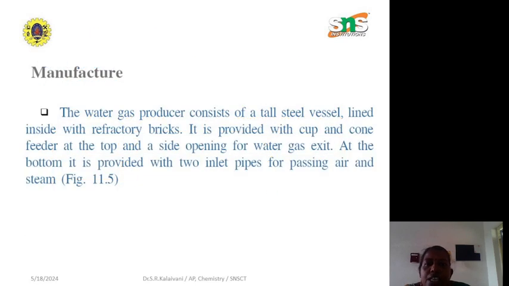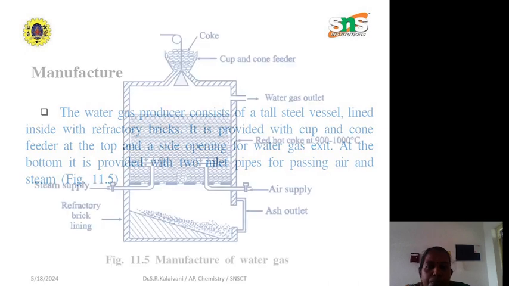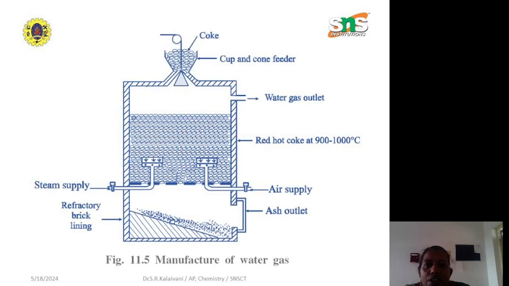Then manufacture. The water gas producer consists of a tall steel vessel lined inside with refractory bricks. It is provided with a cup and cone feeder at the top and a side opening for water gas exit. At the bottom, it is provided with two inlet pipes for passing air and steam. This is the water gas manufacturing device.